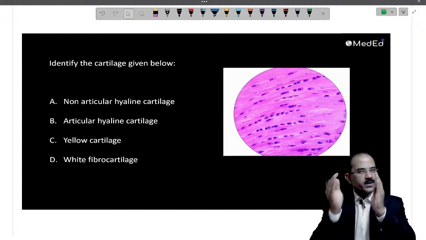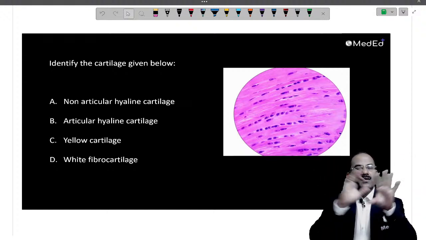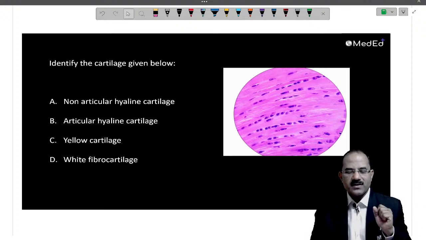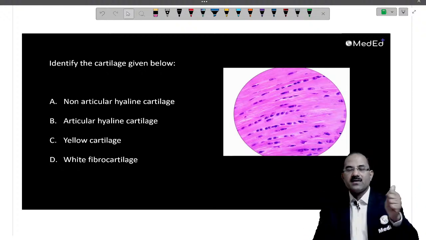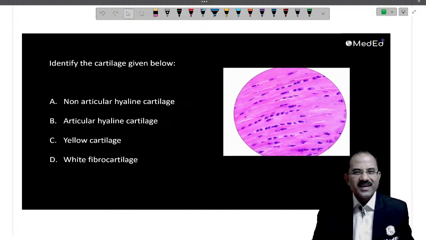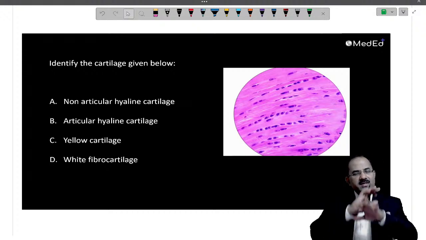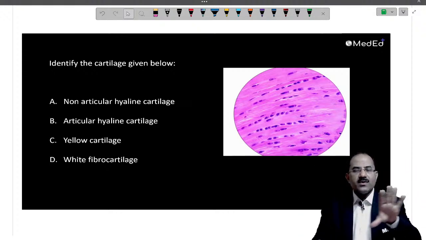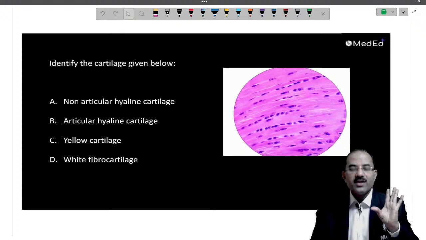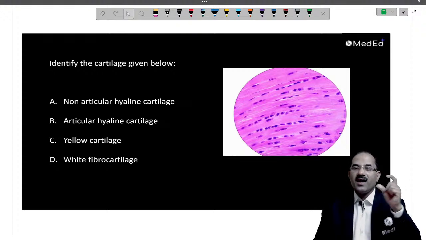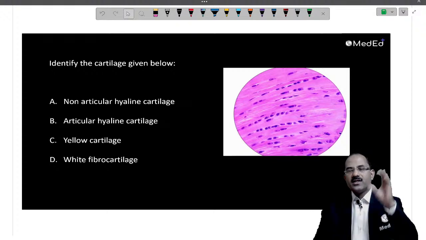So the cells are known as chondrocytes, and the surrounding structure is known as the matrix. Now, if the matrix contains, any guesses? If the matrix is amorphous, it's a ground glass appearance. So what is that cartilage? That's a hyaline cartilage. The hyaline cartilage will have chondrocytes.